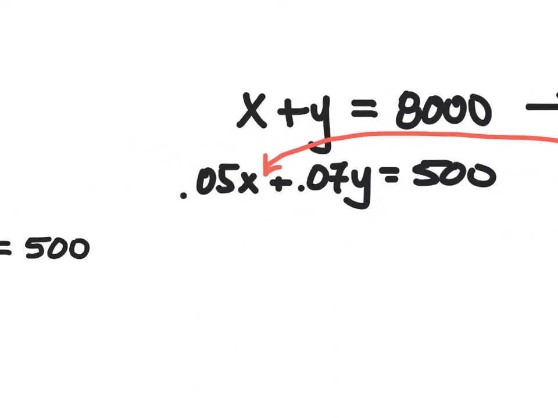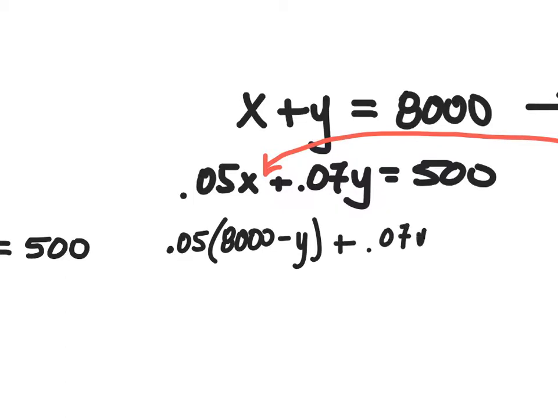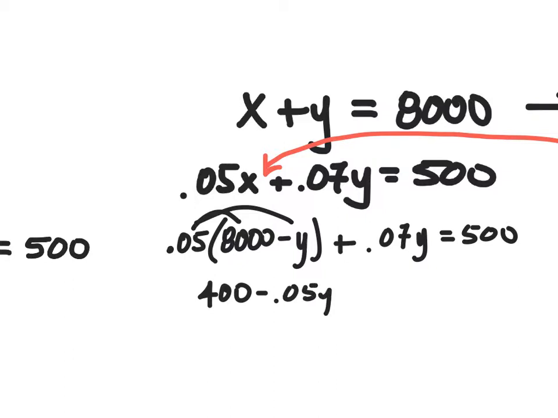So now let's rewrite this: 0.05 times, instead of writing X, 8,000 minus Y, plus 0.07Y, and that's going to equal 500. Let's distribute the 0.05. If I take 0.05 and multiply it by 8,000, that's going to give me 400, minus 0.05y plus 0.07y, and that's going to equal 500.